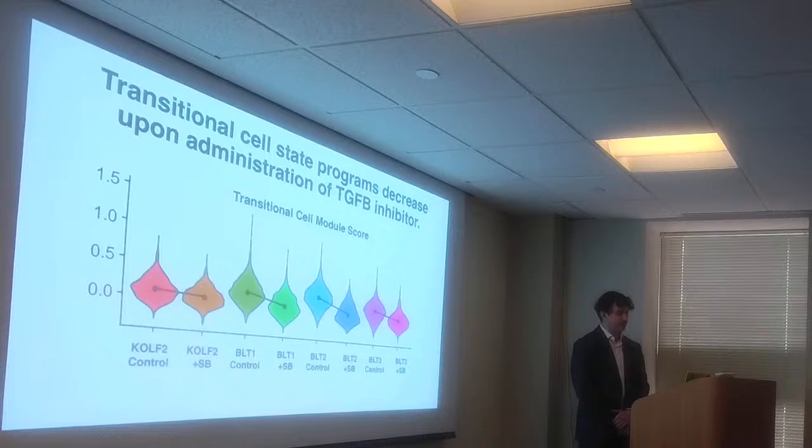So this is really telling us that NKX2-1 mutations cause an upregulation of this disease state, and with a treatment with a TGF-beta inhibitor, we're able to abrogate this disease state.